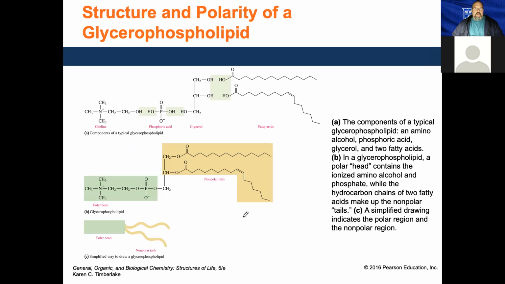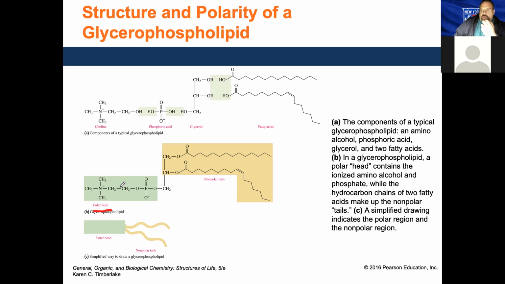One part of the glycerophospholipid is what is known as the head of a glycerophospholipid. And a lot of times glycerophospholipids are drawn in this sort of crazy way to show the two different regions, what is known as the head and what is known as the tail, indicated by this diagram on the bottom.